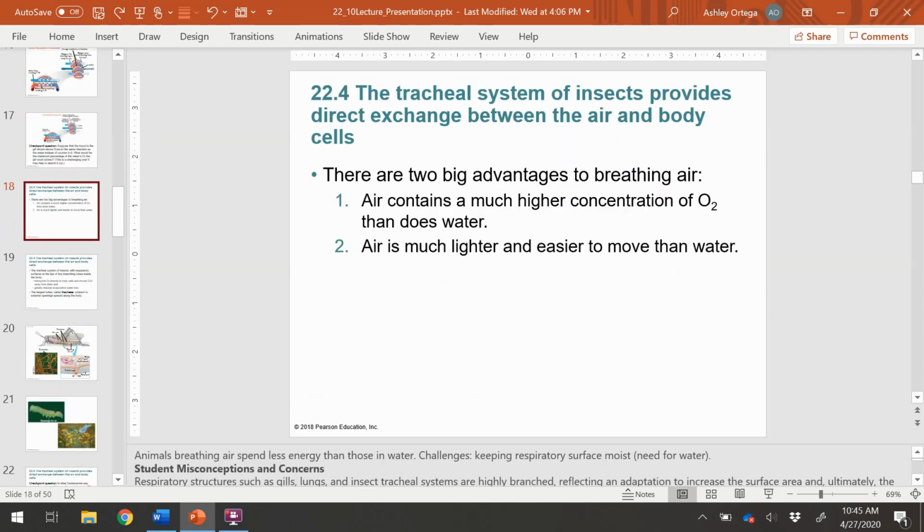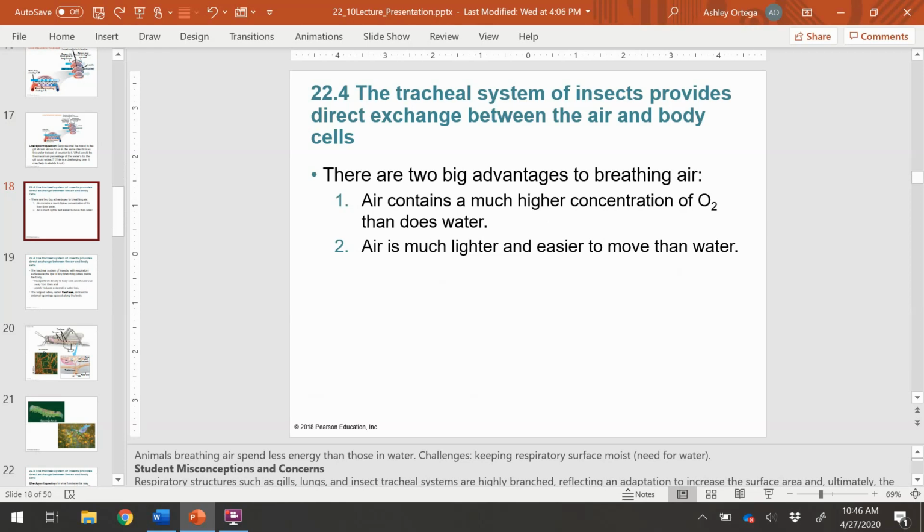All right, so that's the gills of the fish. Now we're going to look a little bit more at the tracheal system. The tracheal system of insects is one of the not as well known respiratory exchange surfaces, but it's still very interesting and very unique. There are two advantages to breathing air in the tracheal system of the insects as compared to gills of the fish: air contains a much higher concentration of oxygen than water does, and air is much lighter and easier to move than water.